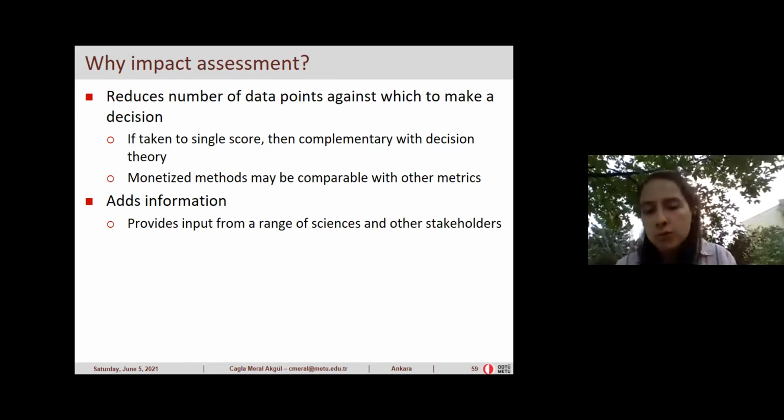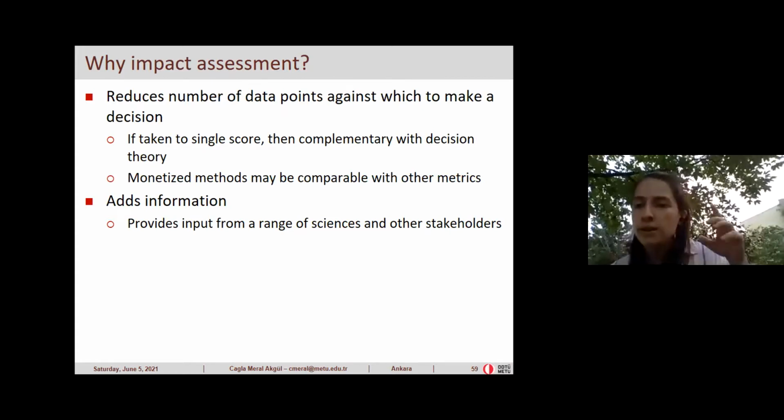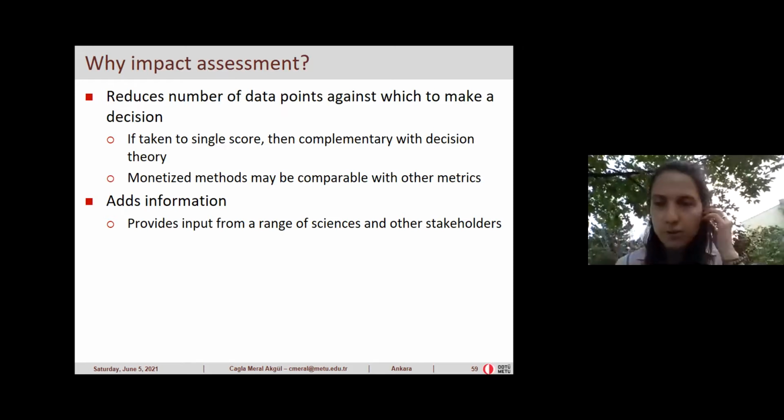It provides input from a range of scientists and other stakeholders. For example, when we say global warming potential, we don't say carbon dioxide. We actually look at carbon dioxide equivalent. So we actually add methane and other gases into that. So it's not just carbon dioxide when we calculate global warming potential.